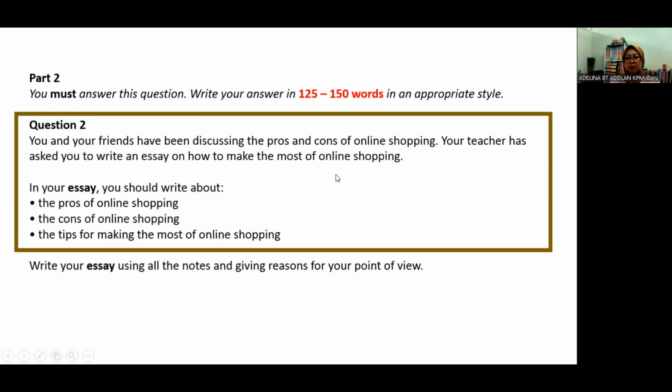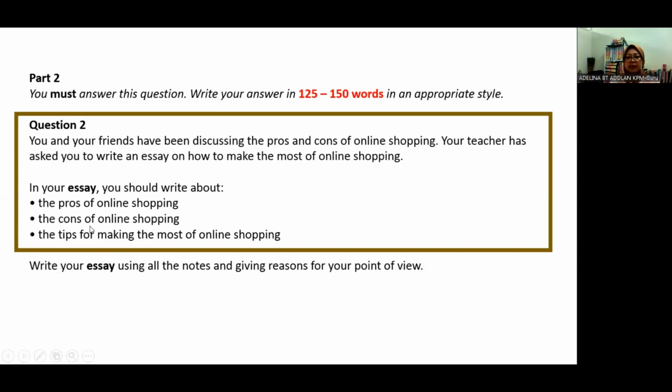Right, pros and cons of online shopping. Meaning that you're talking about the advantages and disadvantages of online shopping. I think everyone has had the experience and they know what is wrong with it, what is good about it. Okay, so your teacher has asked you to write an essay on how to make the most of online shopping. Making the most means the benefit that you get if you were to do online shopping. What should you be doing? The best way for you to do online shopping: buying in bulk, you use the vouchers given, you use discounts, you take the opportunity. Here is one opportunity.